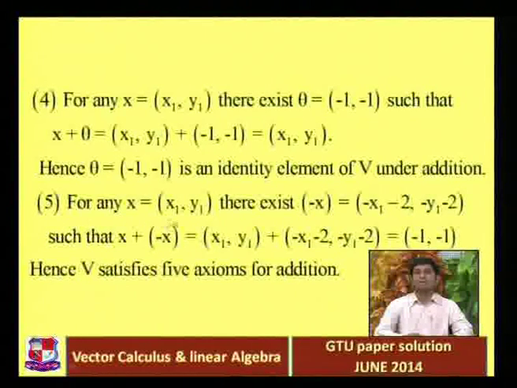Now for any x = (x1, y1), there exists minus x = (-x1 - 2, -y1 - 2), such that x plus minus x is equal to (x1, y1) plus (-x1 - 2, -y1 - 2), and that is equal to (x1 - x1 - 2 + 1, y1 - y1 - 2 + 1). So you will get (-1, -1). So hence we satisfied the 5 axioms for addition.